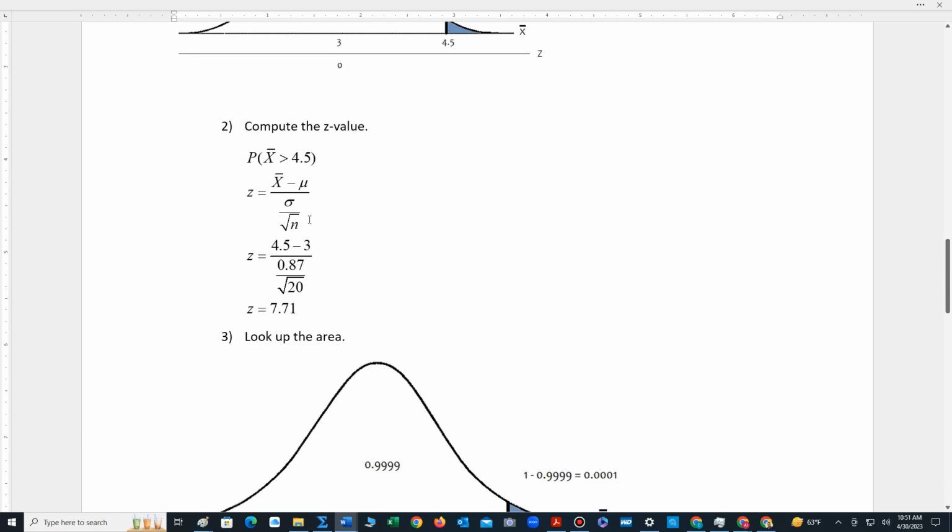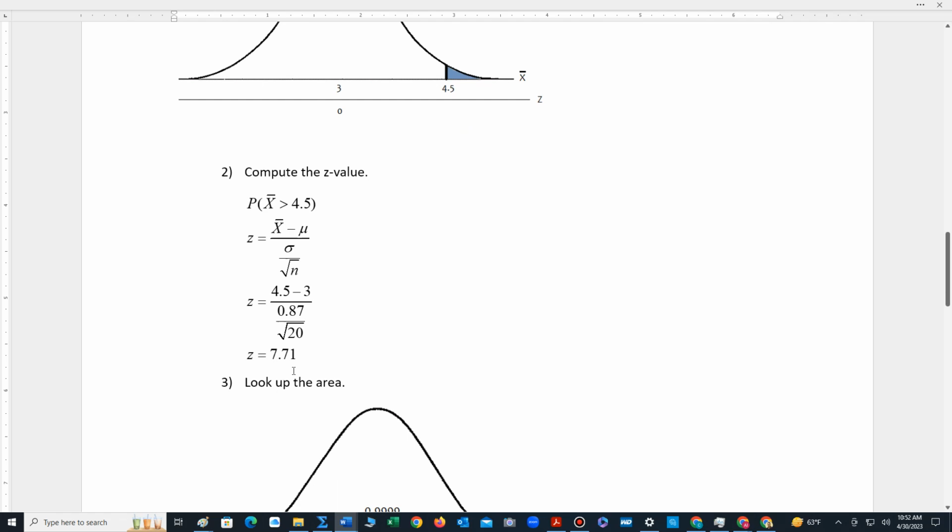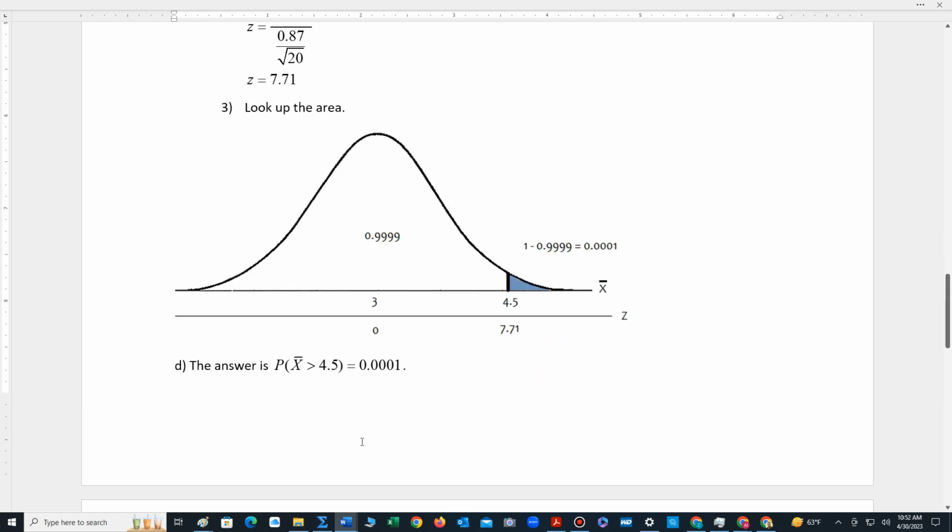Thus, we have to use a different z-score formula to calculate z. Remember, x bar is 4.5, mu is 3, the standard deviation is 0.87, and we're dividing by the square root of the sample size, 20. This computes a value of 7.71.